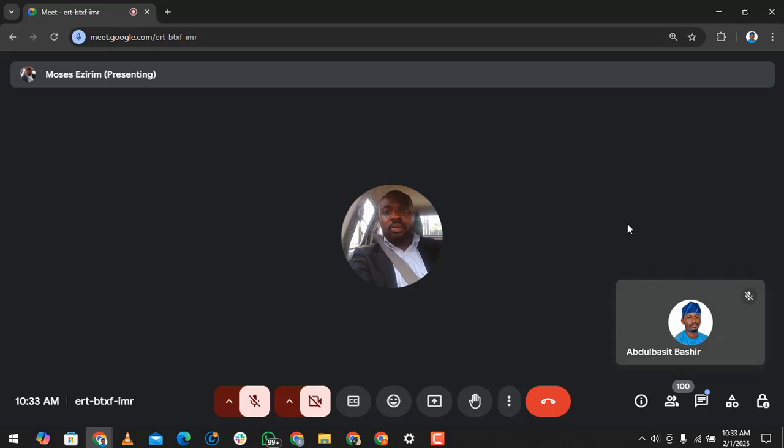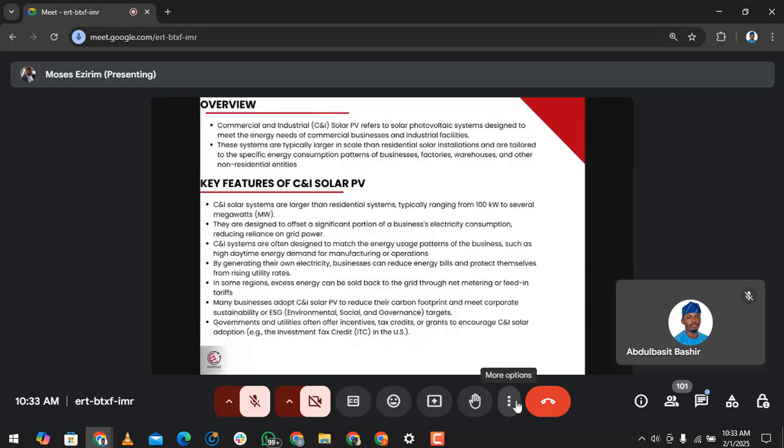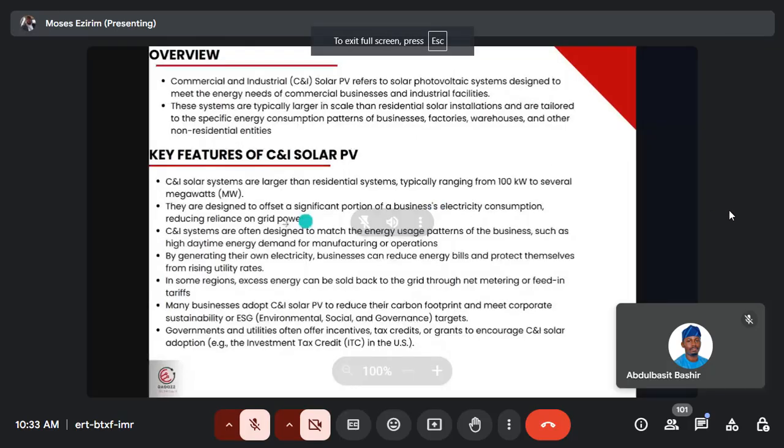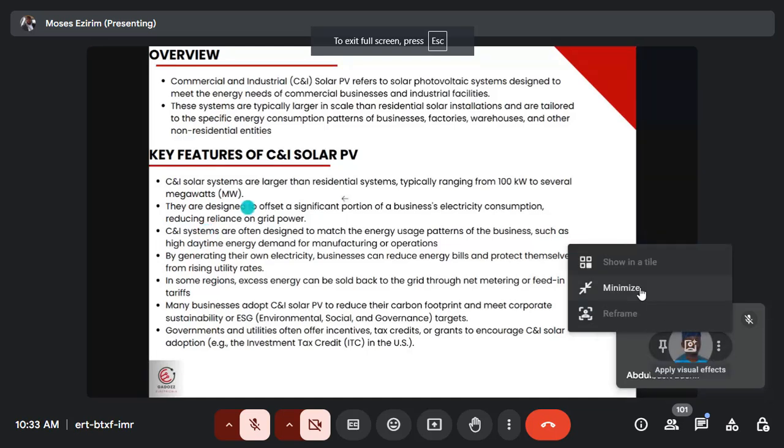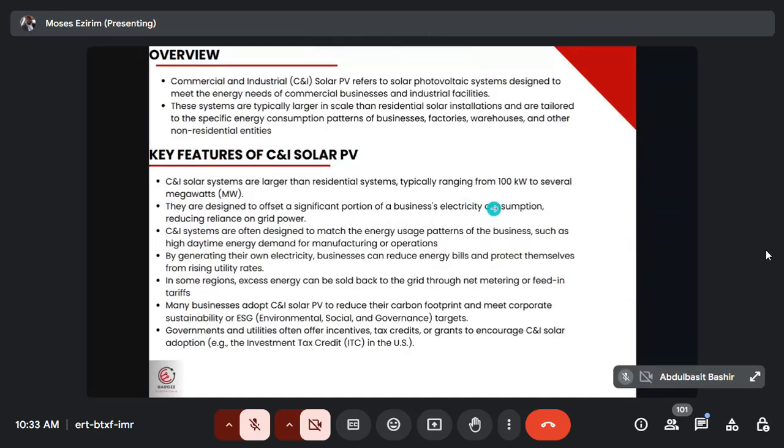Now, they are designed to offset a significant portion of your business electricity consumption, reducing reliance on grid power. All right? So this is pretty straightforward. The reason why we have our C&I is just to offset the cost of grid. In Nigeria here now, we have band A paying 209.5. Those of you that are not in band A, just be warming up. Everybody is going to be paying heavily for it. I'm sure you know that electricity in Nigeria is highly subsidized. We are not paying the cost-reflective tariff, so it is highly subsidized.